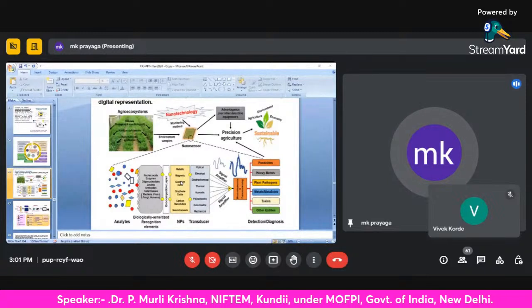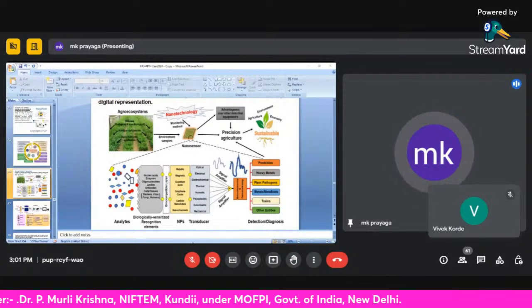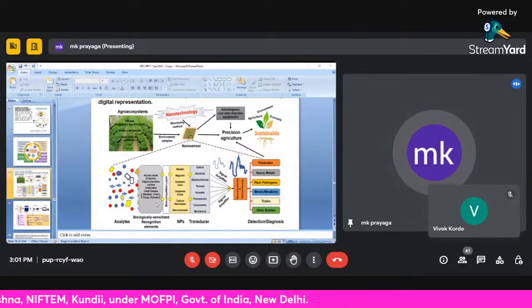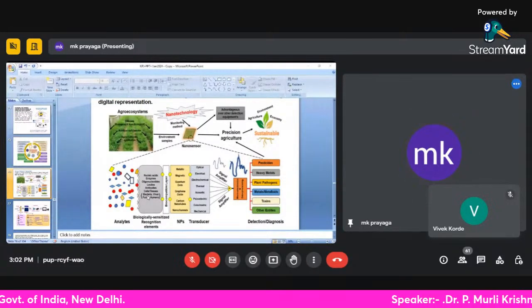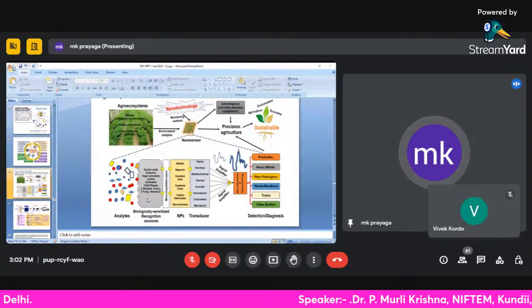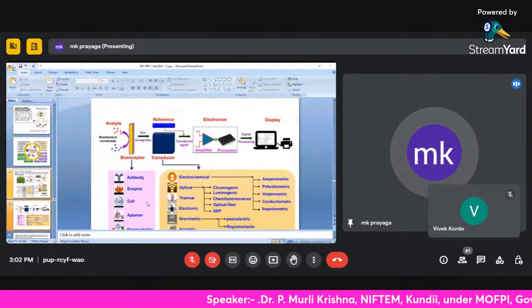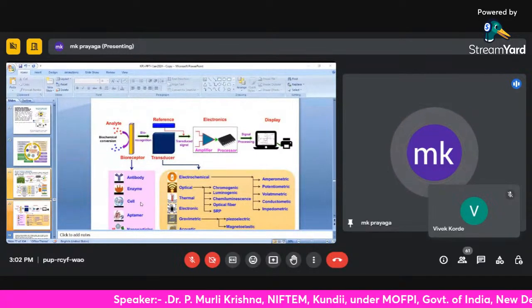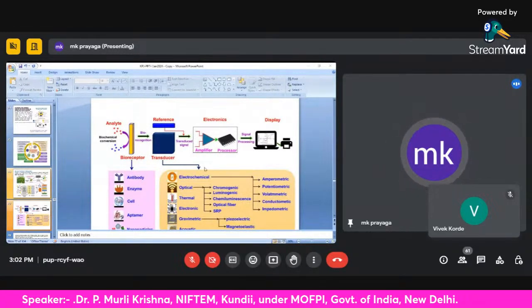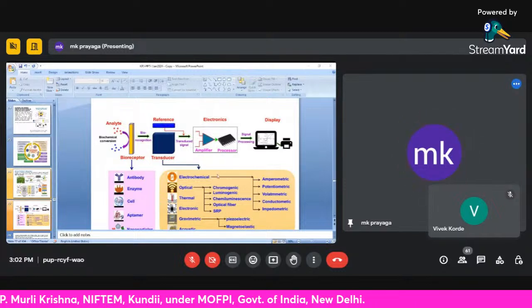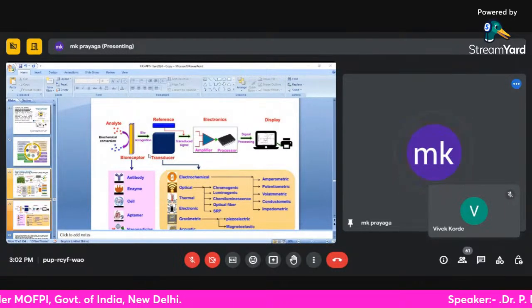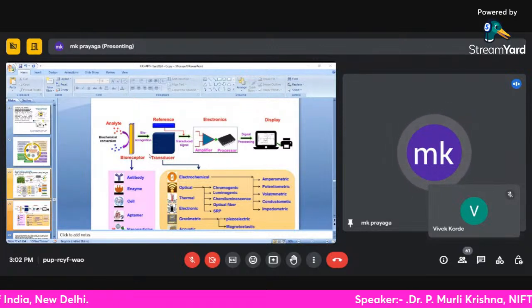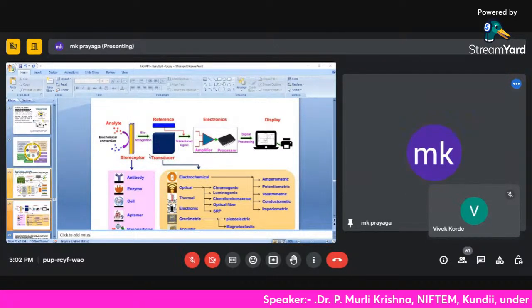The simple example is the glucose sensor. People who are diabetic regularly use the glucometer for the detection of blood glucose levels. That is an amperometric electrochemical sensor. And even in COVID, people used the rapid detection testing kit. That is biosensor development. And of course, biosensors have a huge area of applications. Just now I told you this block diagram of the sensor.